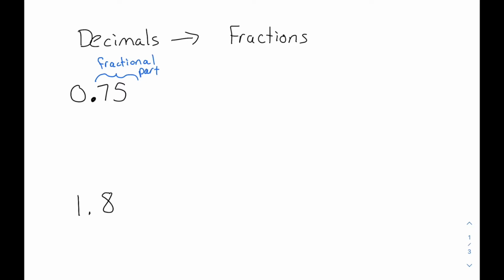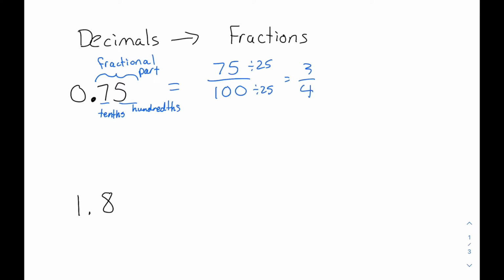We read this as 75 hundredths, so 75 becomes the numerator. It's the count of how many we have, and then here we have the tenths and the hundredths. So this becomes over 100, 75 hundredths, which we can of course simplify. Both the numerator and denominator are divisible by 25, so we can make this 3/4.